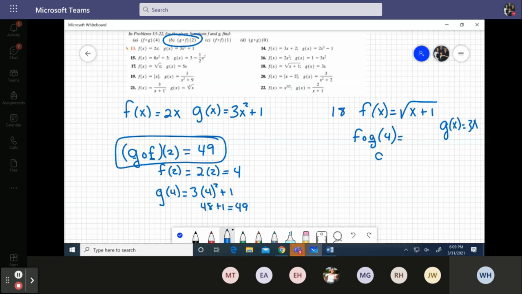G is on the inside, so I need g of 4, which is going to be 3 times 4. G of 4 is equal to 12. Now that I have g of 4, I'm going to put whatever that's equal to. That right there is nothing but 12. So f of 12 is the square root of 12 plus 1, equal to the square root of 13. So f of g of 4 is equal to the square root of 13.